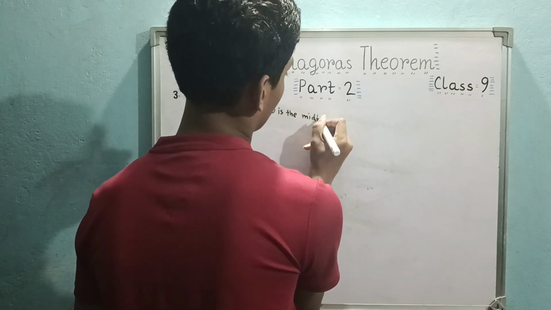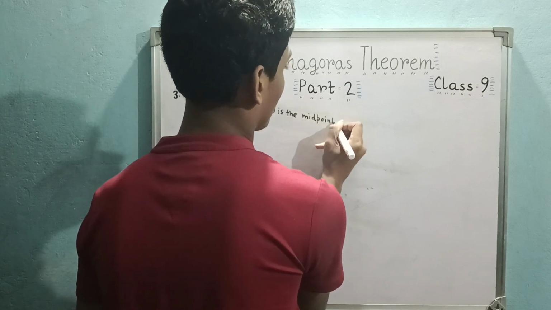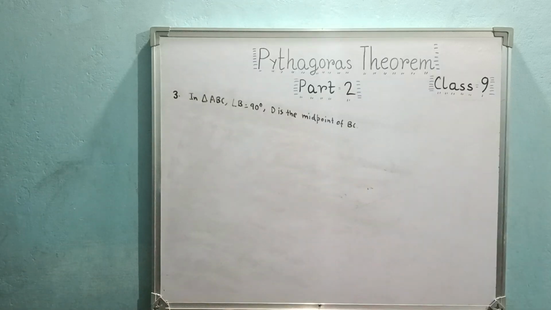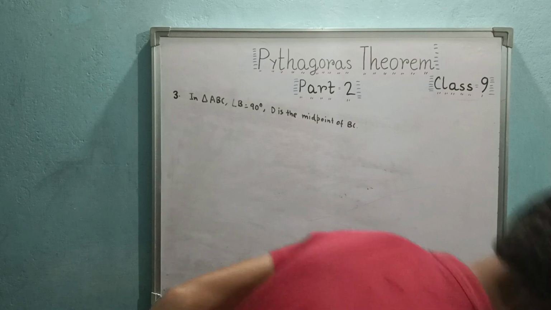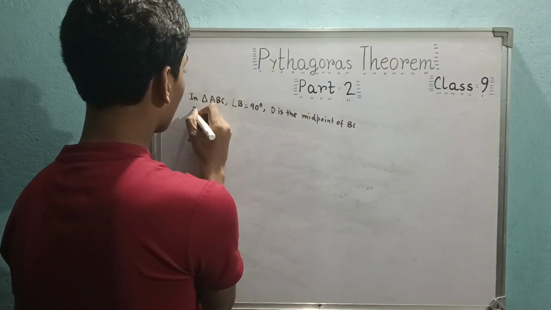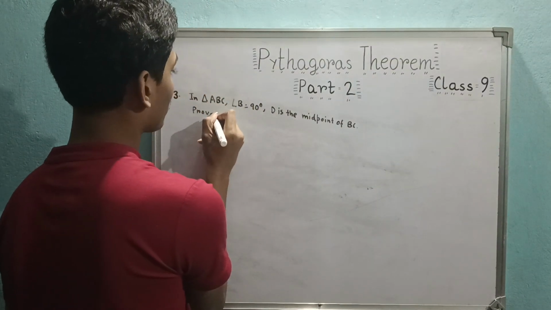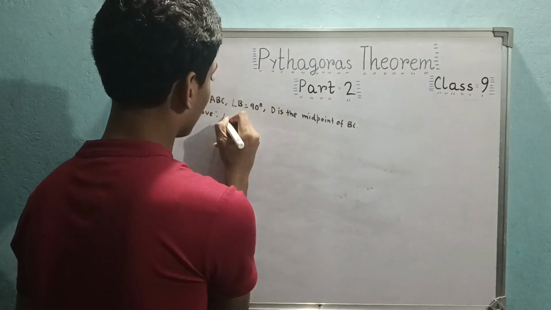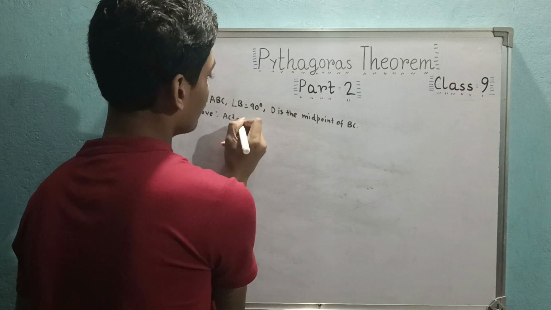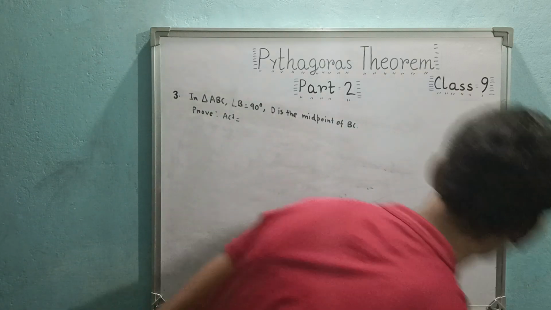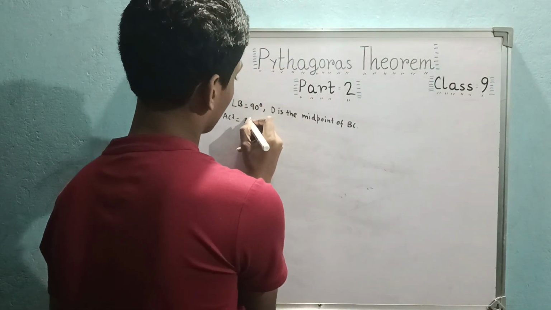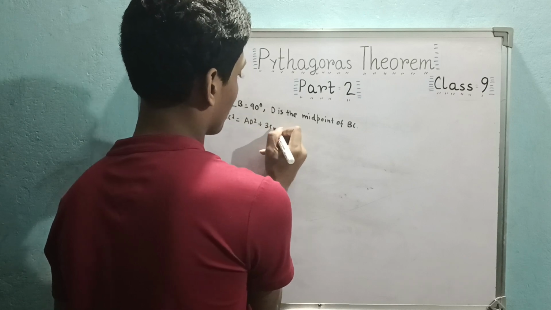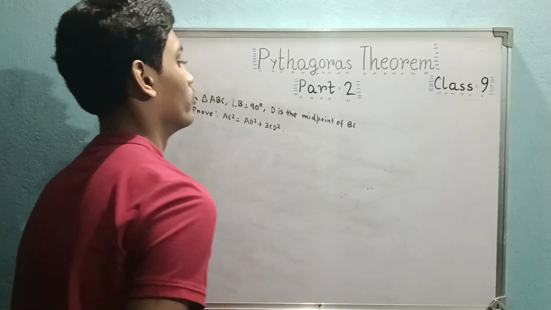Okay. Very well. Then they are telling prove what? What to prove? AC square equal to AD square plus 3CD square. Okay. This is what we have to prove.